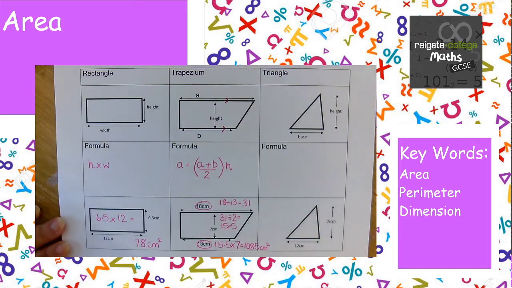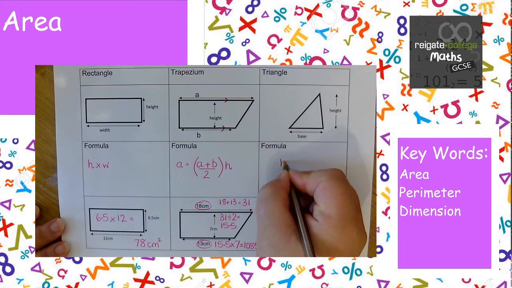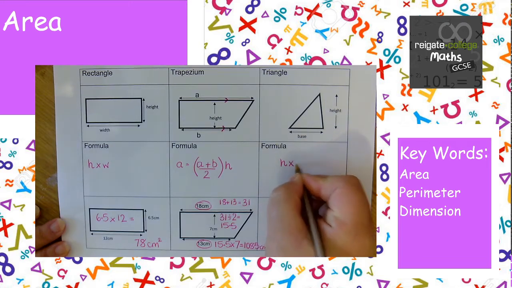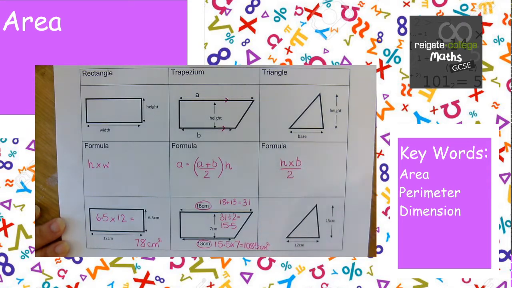My third shape, a triangle. I need to multiply first the height by the base. Once I've done that, I'm going to divide my answer by 2. And the most common error I find is people forgetting to divide by 2.